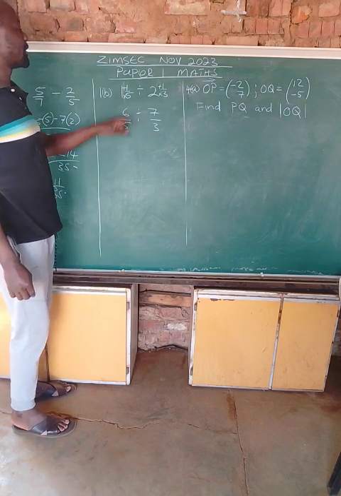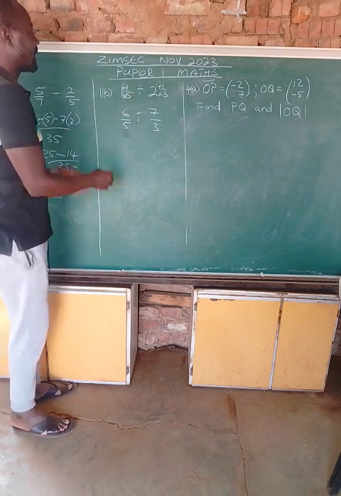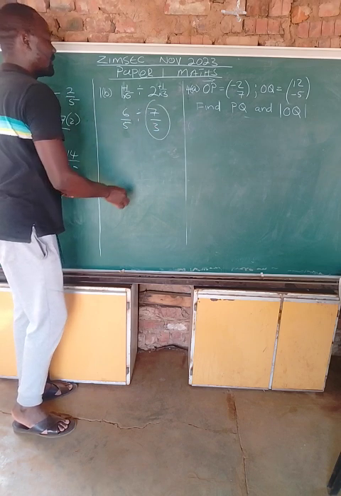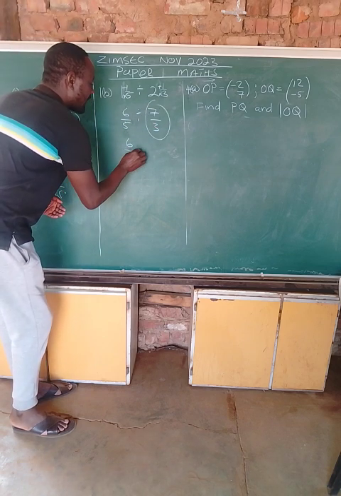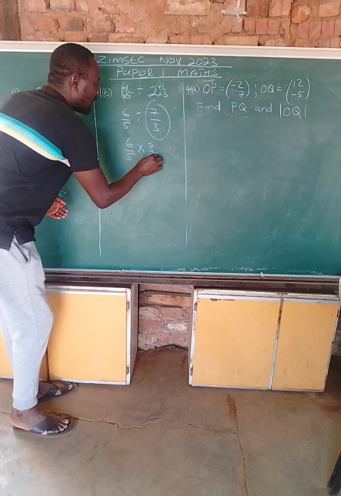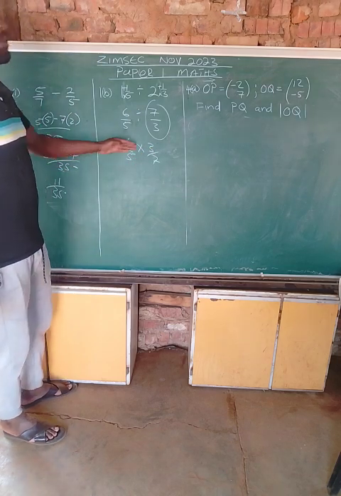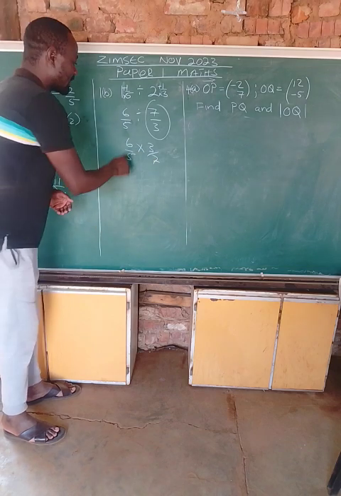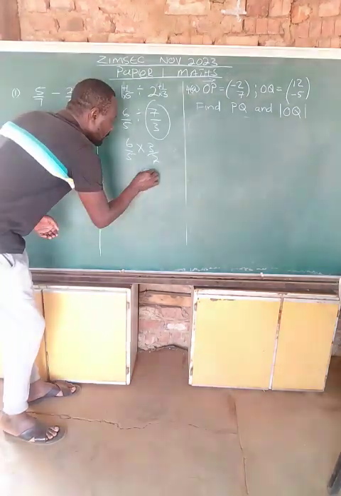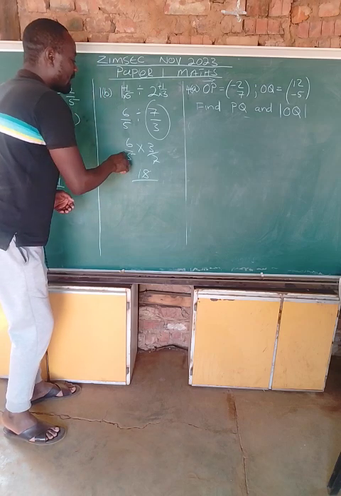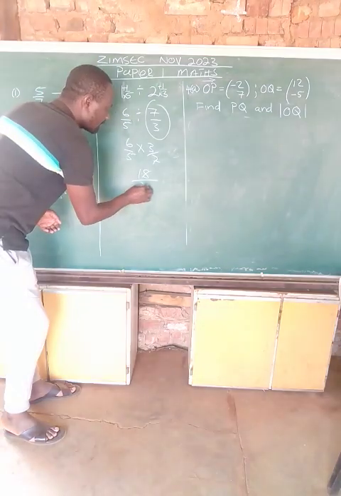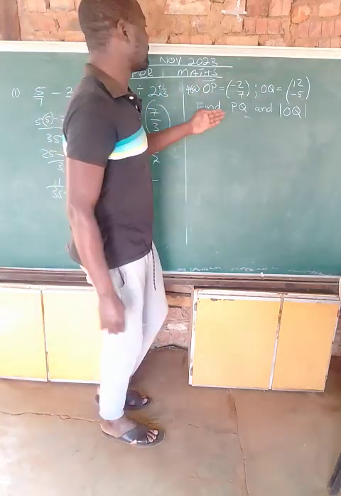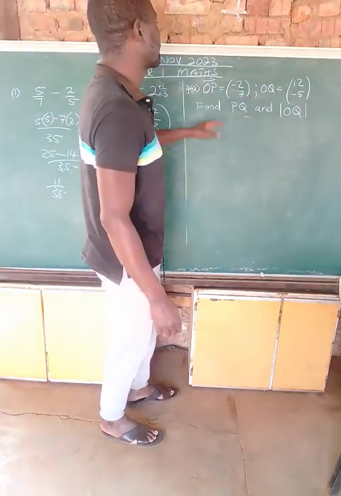We want to remove this division sign. How do we remove the division sign? We invert this: 6 over 5 multiplied by 3 over 7. You multiply the numerators and you multiply the denominators. 6 times 3, what do we get? We get 18 over 5 times 7, we get 35. We go on here, we have vectors.